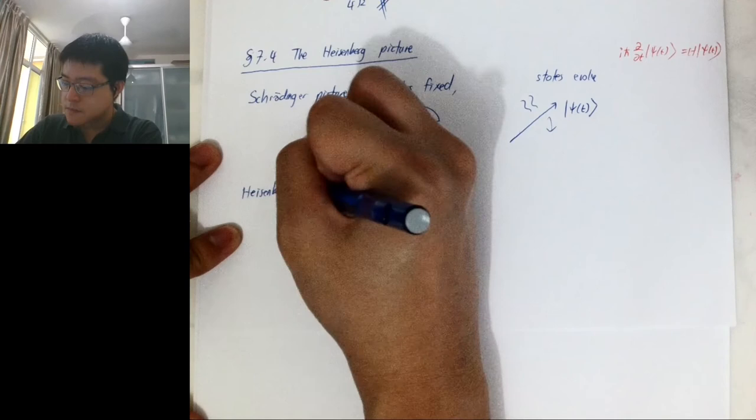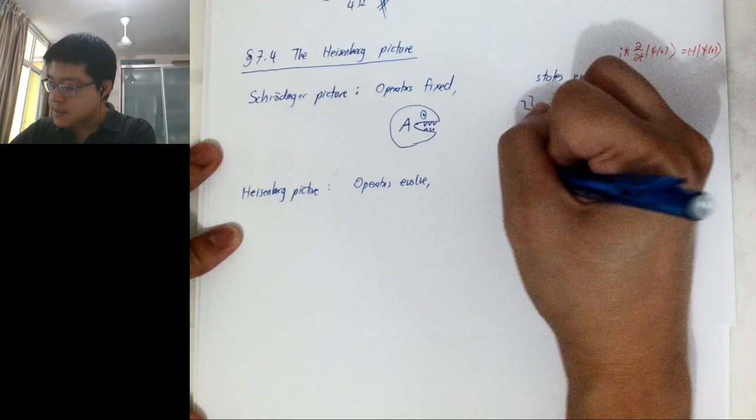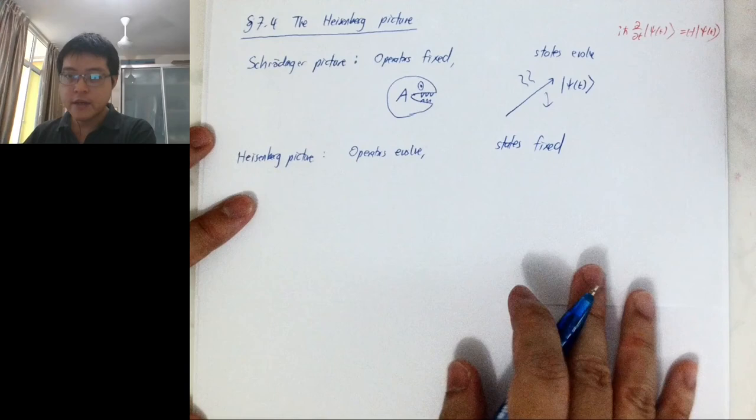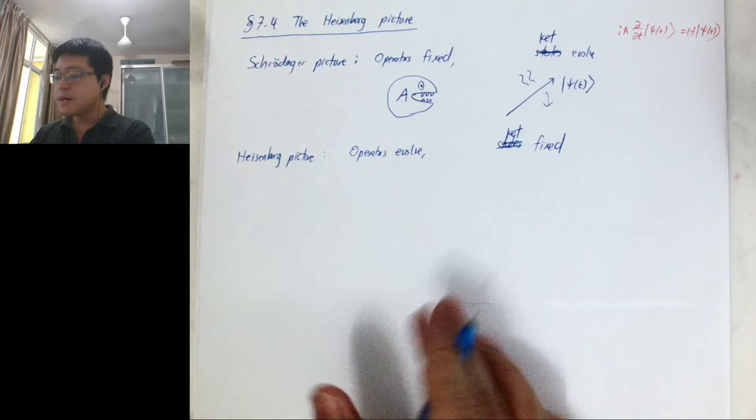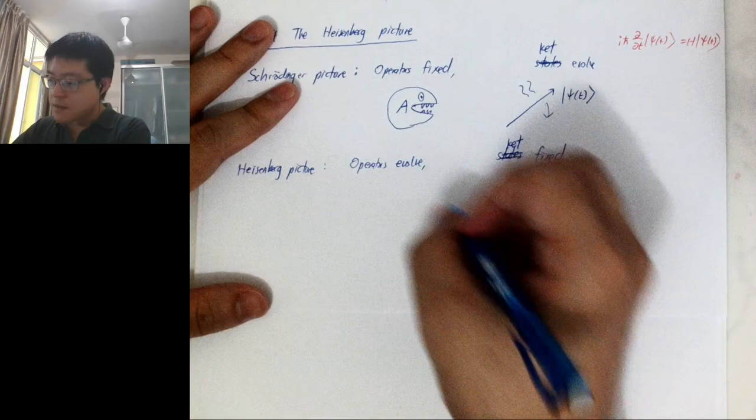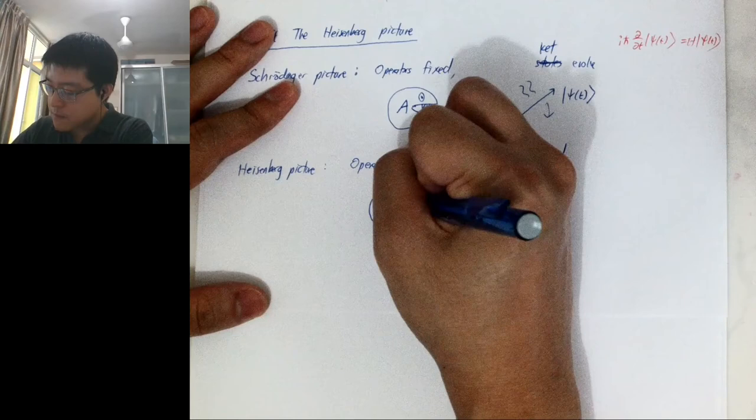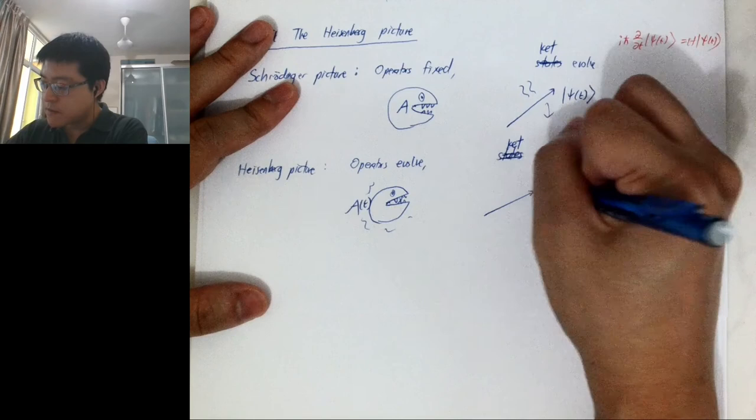The Heisenberg picture is that operators evolve, and then the states are fixed. I should say the ket, not states, because now we understand a ket can represent a state, but we can also use an operator, the density matrix, to represent a state. So I should say it's a ket. This time it is the operator that is evolving with time. So this is the one that is changing. A is a function of t now, but the state is now fixed, independent of time.